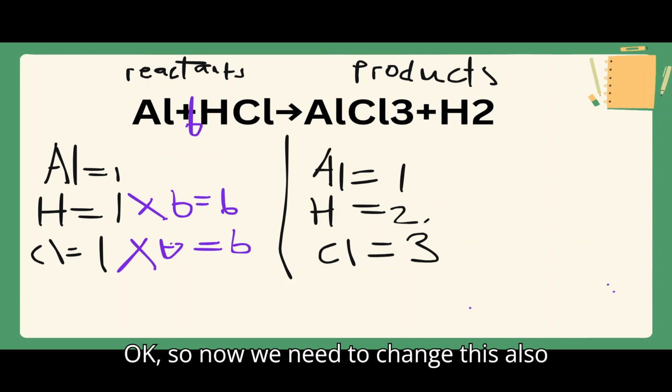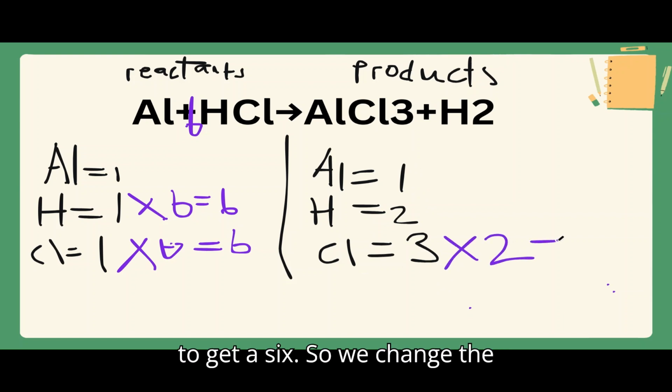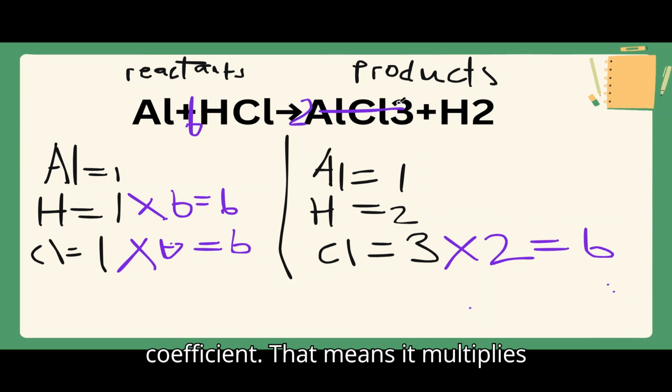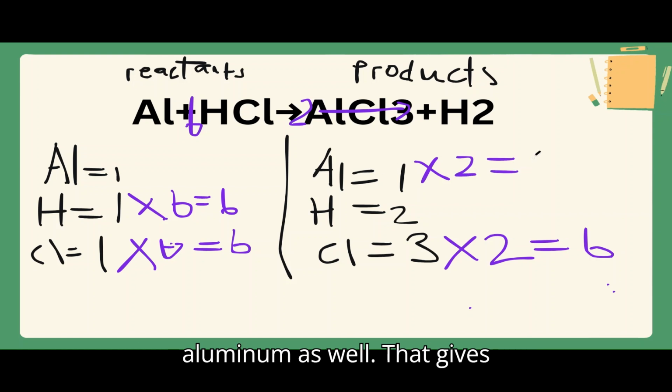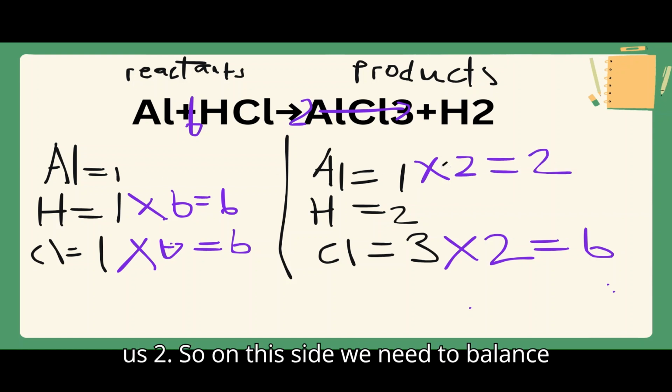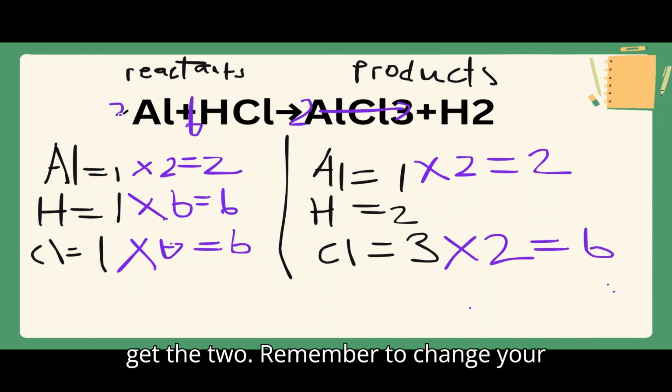Okay, so now we need to change this also into a 6. We times that one with 2 to get a 6. So we change the coefficient, which means it multiplies throughout. So we need to multiply 2 with the aluminium as well. That gives us 2. So on this side, we need to balance that one as well. Times it with a 2 to get a 2. Remember to change your coefficient there.